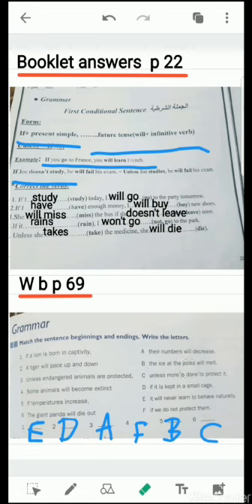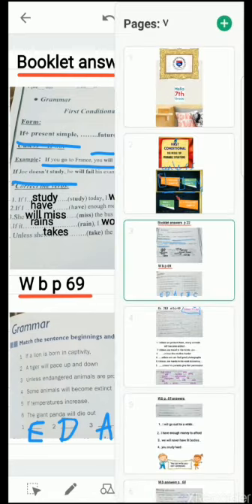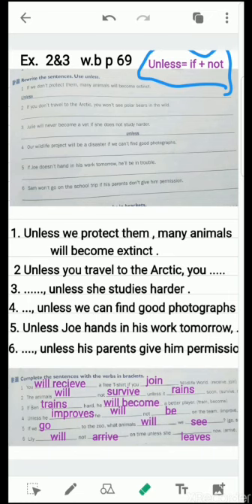C. Unless more is done to protect it. إذا لم يتم فعل المزيد من أجل حماية the giant panda, الباندا العملاق. So you can take a screenshot or you can stop the video and check your answers. Then move to the next exercise, which is exercise 2 and exercise 3 at the same page, which is 69, your workbook. Don't forget that unless means if plus not.